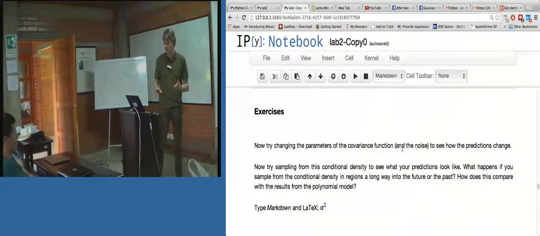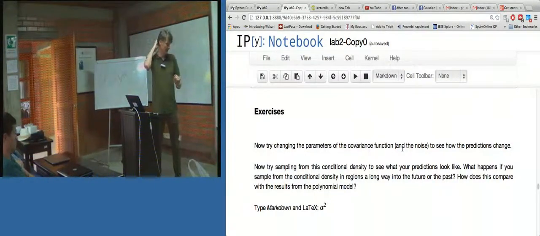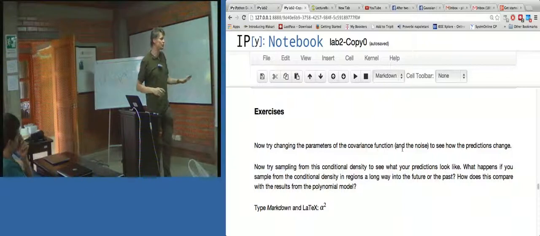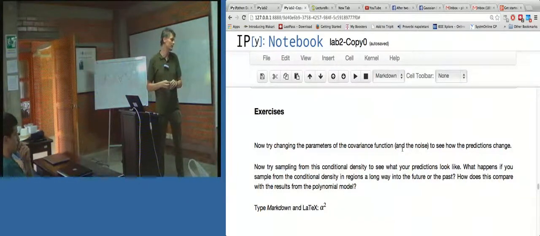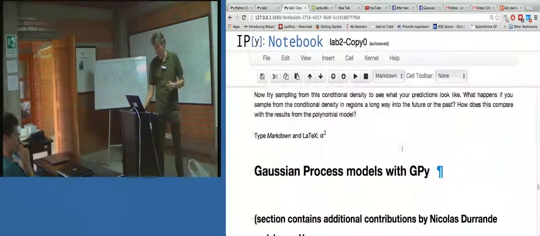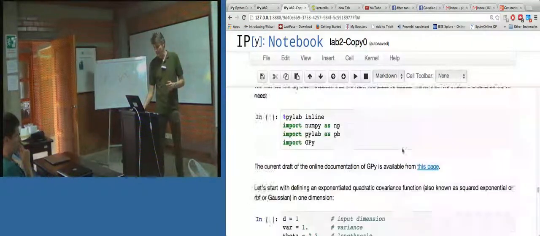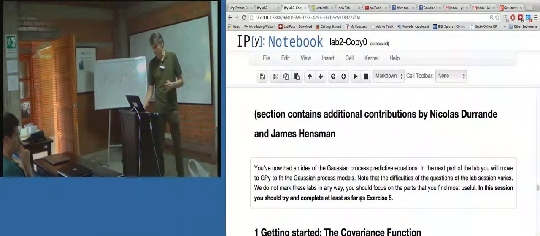So what I want you to do is get through that, and then do what you did for the polynomial before, which is try changing the parameters of the covariance function and the noise to see how these predictions change, and try sampling from the conditional density to see what your predictions look like. In particular, what happens if you try and sample from the conditional density, the probability of f star given f, in regions a long way in the future or the past? What happens to those samples? And how does it compare with the results you got in the polynomial model? Once you've done that, we'll have a little pause and perhaps go on.